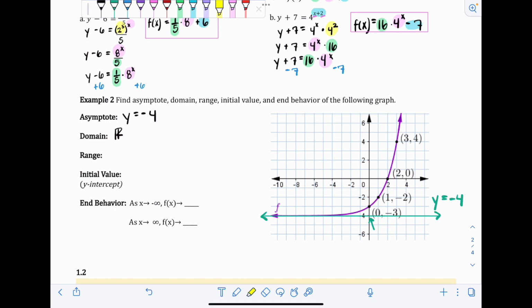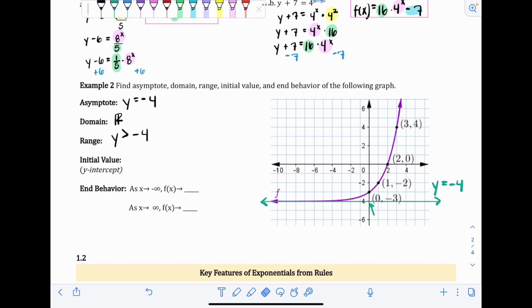The range, though, there's definitely a cutoff for the range because there's that asymptote. We have to be above this line. So above that line, y is equal to -4. Above it would have to be y is greater than. If the graph was below it, it would have to be y is less than. And it can't be equal to -4 since there's an asymptote there. It's like a boundary line, so you can't actually have a point on there.